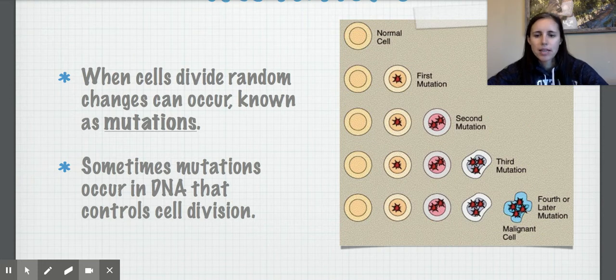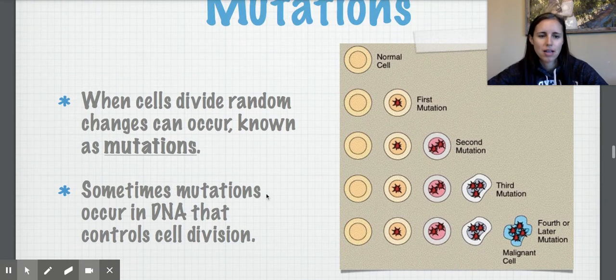So sometimes mutations occur in the DNA that controls cell division. So if there's a mistake in the part of the DNA that controls cell division, that's what can cause cancer. So if you accidentally mutate the part of the cell that says stop dividing, the cell is going to keep dividing, keep dividing, keep dividing, and that's an example of a cancerous cell.